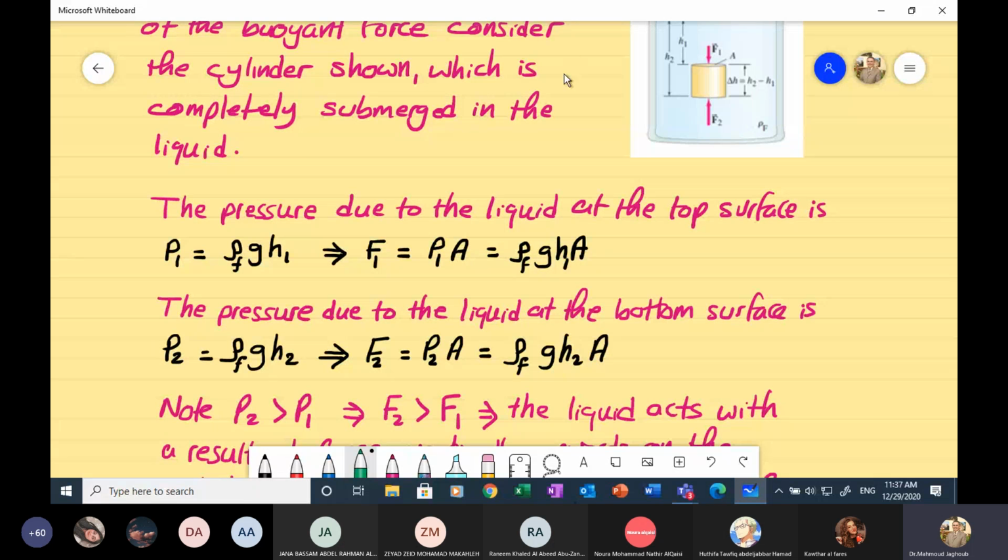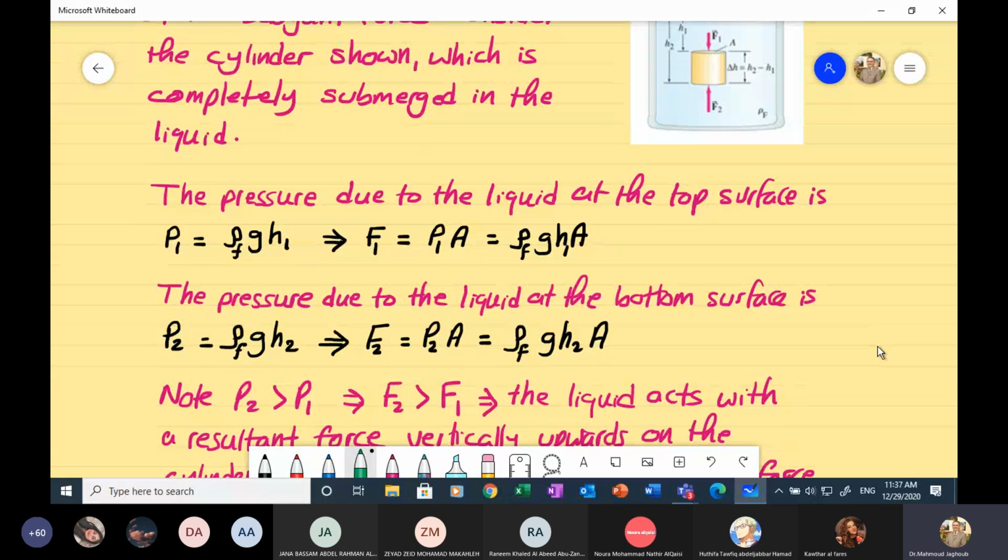So now I have calculated both forces. Which force is larger? Is it F2 which acts upwards or F1 which acts downwards? F2 is larger. Why? Because P2 is larger. Why? Because h2 is larger than h1.